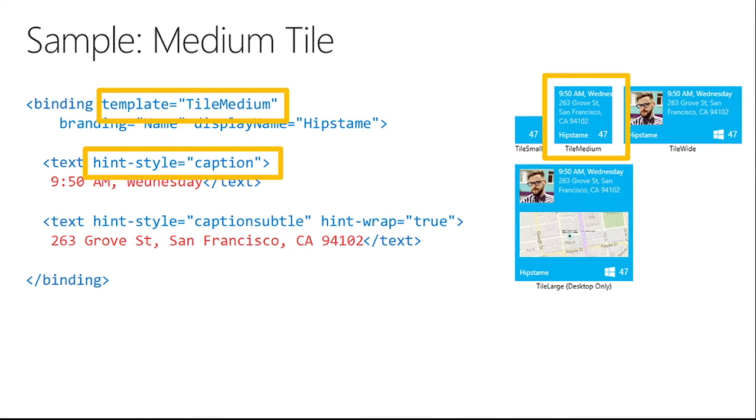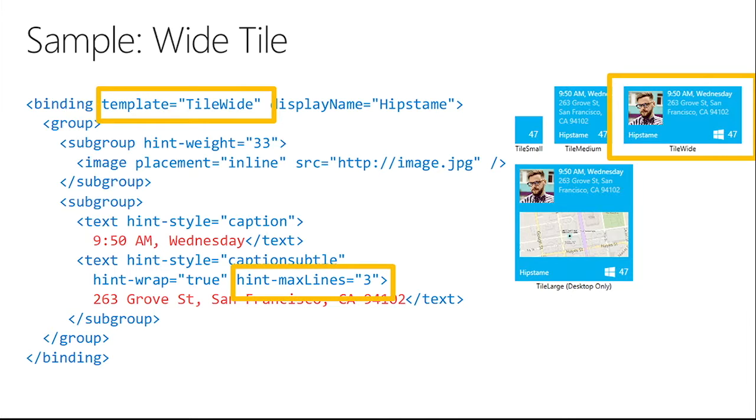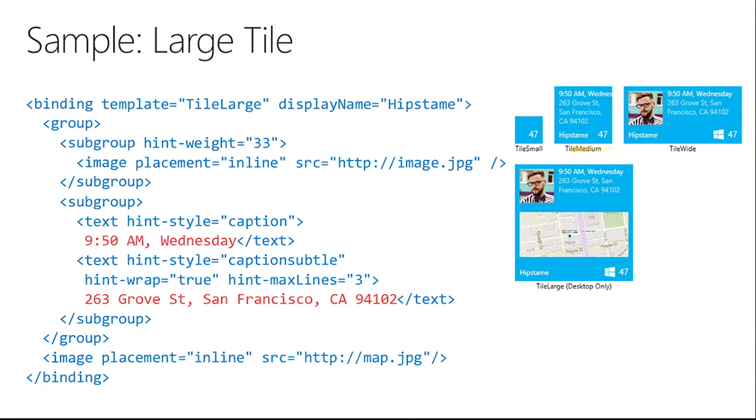The hint style equals caption, and obviously in this XML you can supply all of these. It's showing it separately, but you can have the tile small, tile medium, tile large, all in one bit of XML. And here you can say, okay, I want a caption, and then here's the big tile wide. Now we can start putting things like this nice image on it as well. So the binding template equals tile wide. You're saying, okay, I'd like you to try and do 3 lines if you can. And then we get the very large tile, which is desktop only, so this will be ignored.